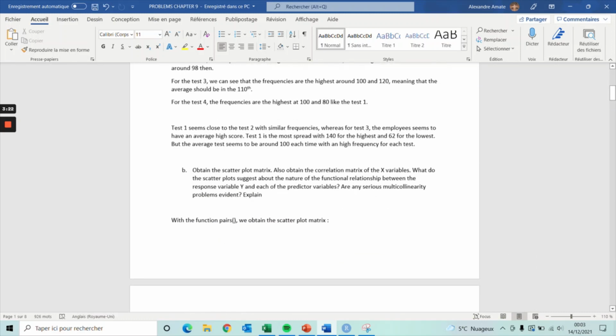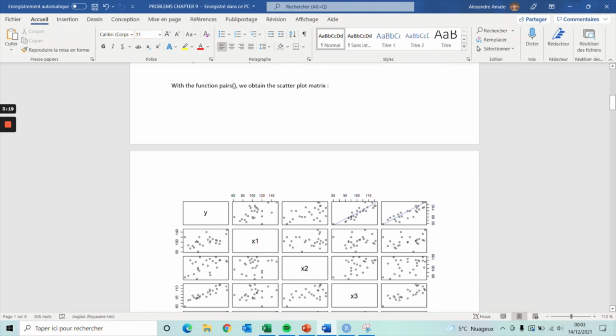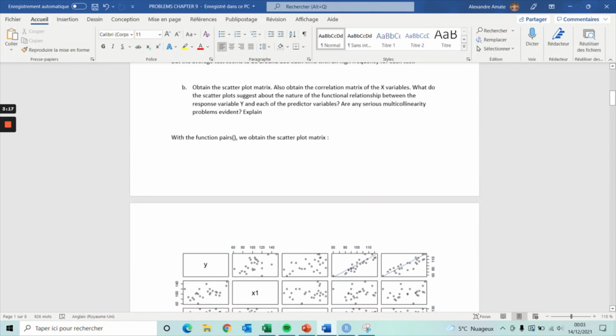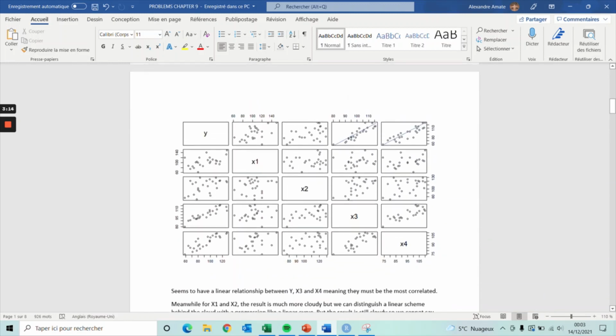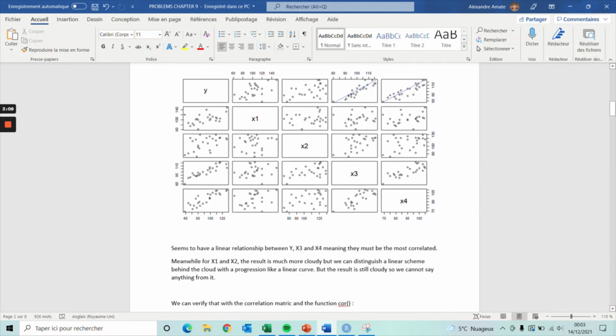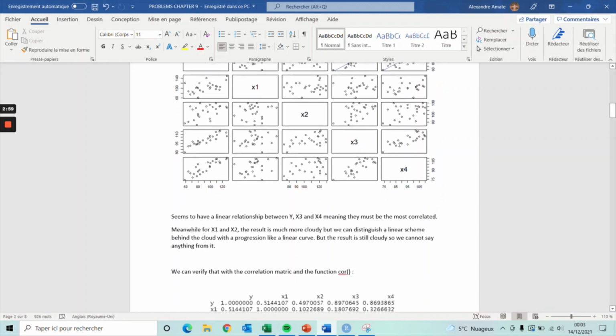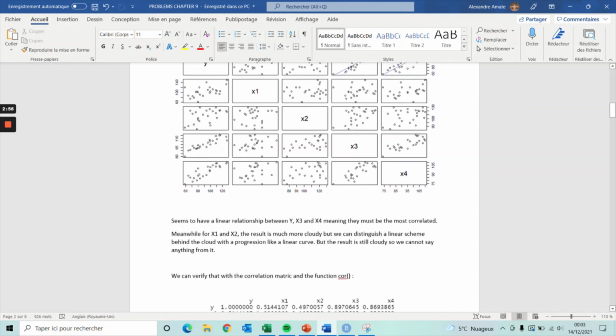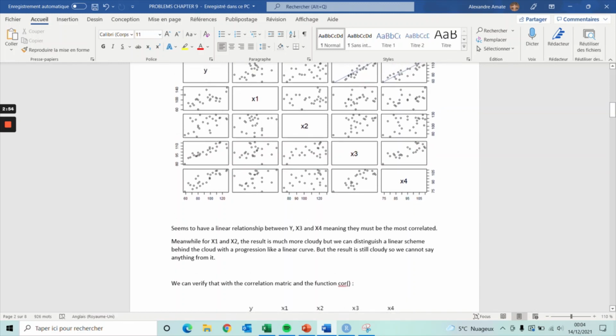So we obtain the scatter plot matrices, etc. With the pairs function, we obtain the scatter plot matrix. It seems to show a linear relationship between y, x3, and x4, meaning they must be the most correlated here. You can see the linear function. Meanwhile, for x1 and x2, the result is much more cloudy, but we can distinguish a linear pattern behind the clouds, with a progression like a linear curve. But the result is still cloudy, so we cannot say anything from it.